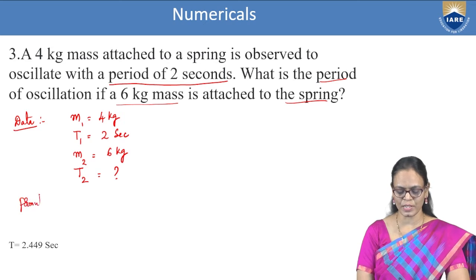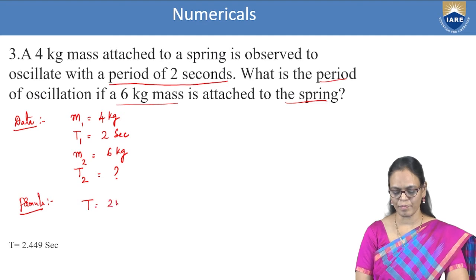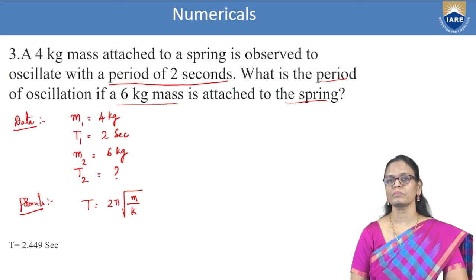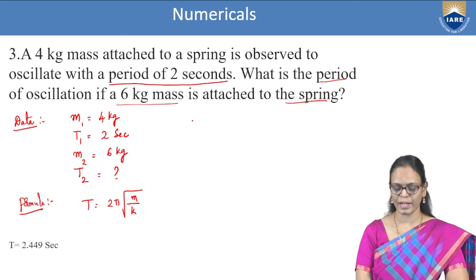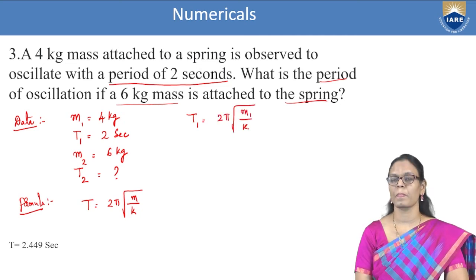Just now we have seen the formula for the time period. T is equal to 2 pi under root m by k. Here the mass varies, the time period varies, but the spring constant remains the same. So let us write the formula. T1 will be equal to 2 pi under root m1 by k. T2 will be 2 pi under root m2 by k.